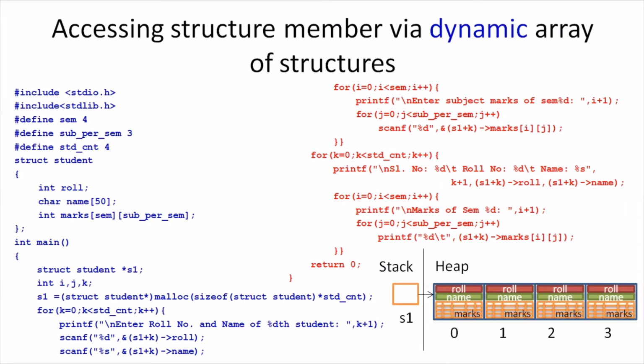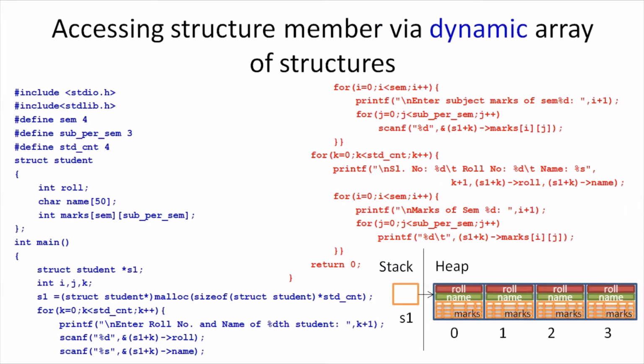On the other hand, when we intend to display the values of the members of the structure of the kth cell of the array, we write printf("%d", (s1 + k)->marks), or (s1 + k)->roll number, or (s1 + k)->name. This is how we access the individual structure members of each cell of the array of structures.